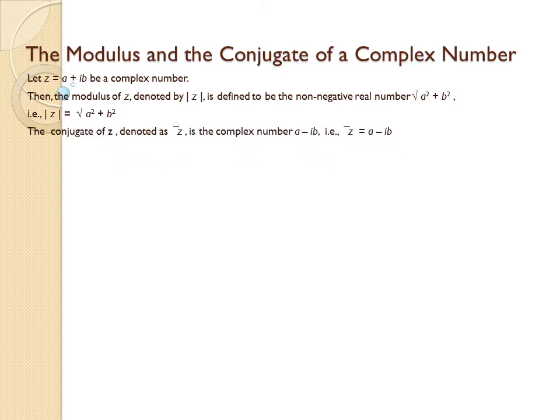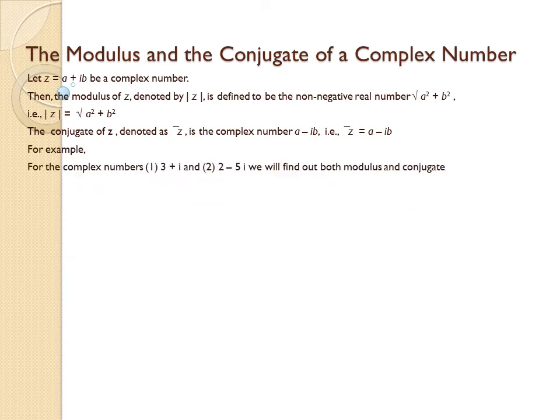The conjugate of z is denoted by putting a bar sign on top of z, so that is called the conjugate. The conjugate of z is the complex number where, if I change the sign of i, it becomes the conjugate. Here in the example, z equal to a plus ib, so the conjugate of z equal to a minus ib. That is a common notation used everywhere. So modulus is root over a square plus b square, and the conjugate of a plus ib is a minus ib. Let's take some examples so that it will be clear.